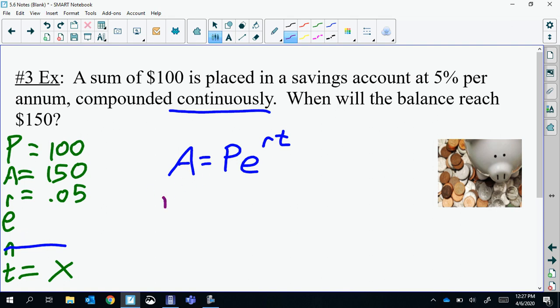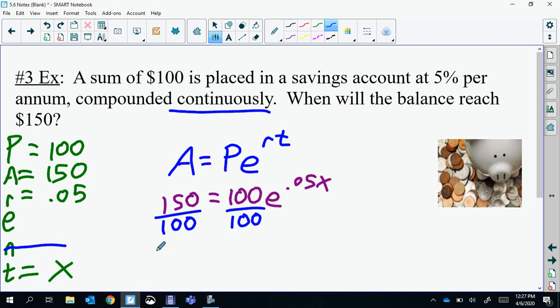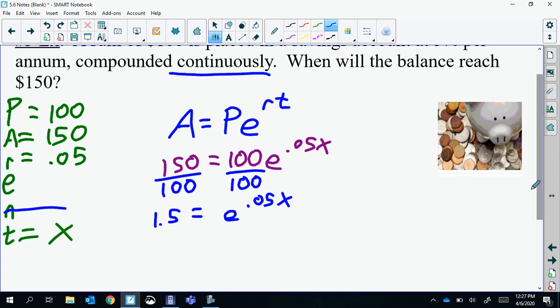So plug in what we know, 150, and then r times t, so 0.05x. So again, divide. That's 1.5 equals e to the 0.05x. And we'll follow the same process we do anytime we have a variable in the exponent. It'll be natural log both sides. Move that exponent to the front.